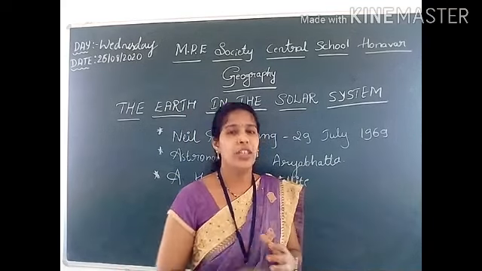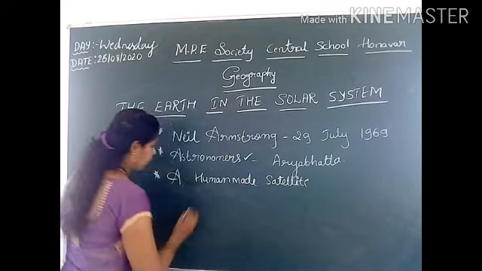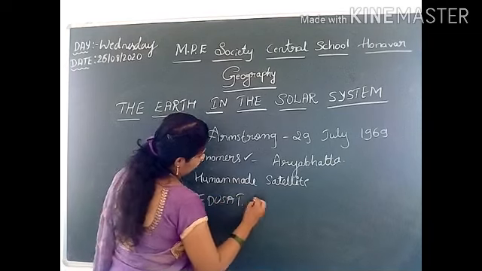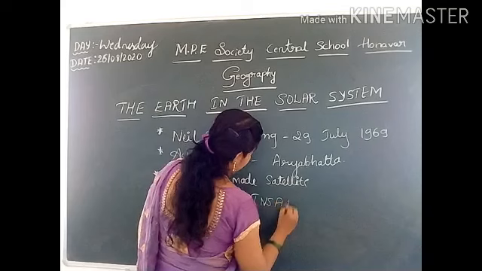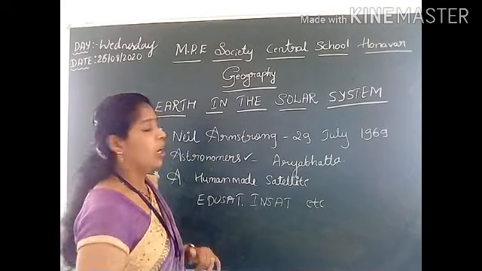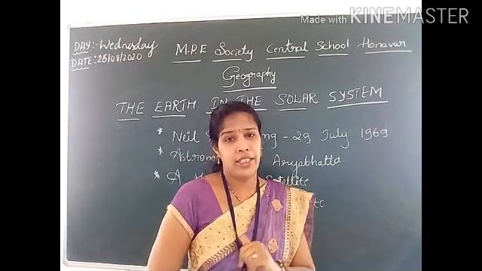Some of the Indian human-made satellites are EduSat, InSat, and so many more. This is a human-made satellite which is launched in the orbit around the Earth.